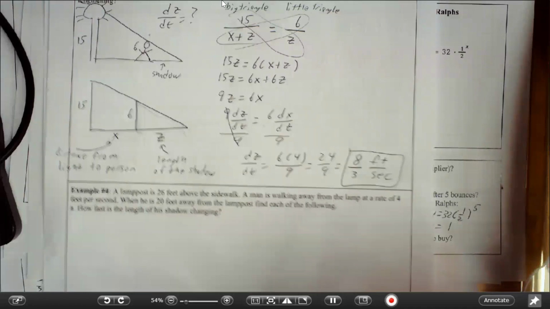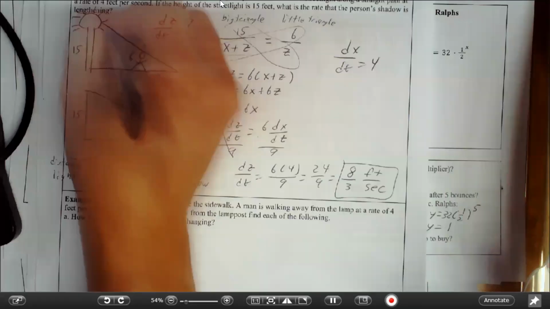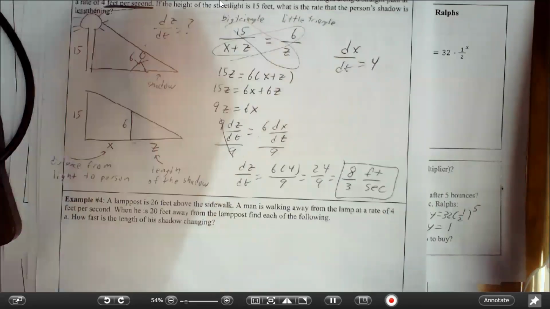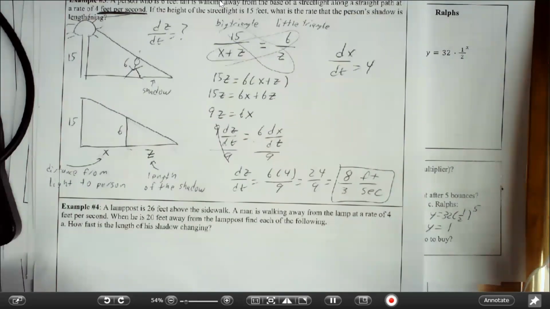4 is in the problem right here. So in the problem, our dx dt is 4. It's a given in the problem. It says that the person is walking away from the base of the street light at a rate of 4 feet per second. So that's our dx dt.